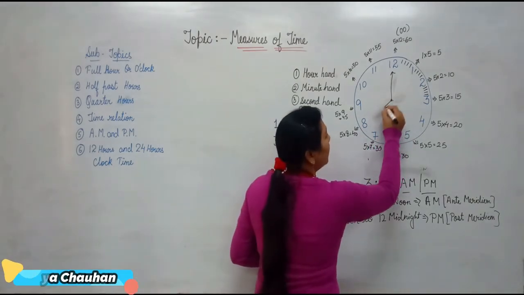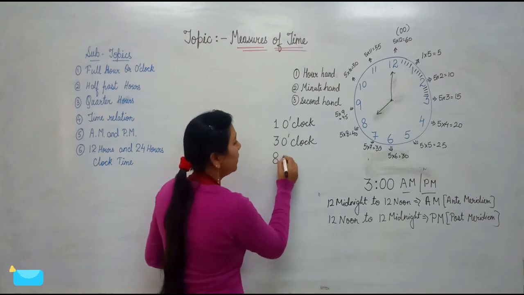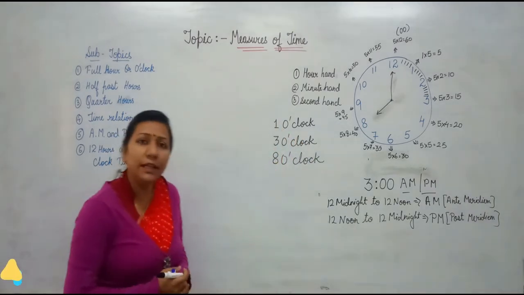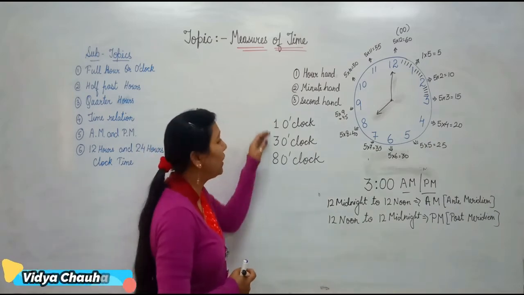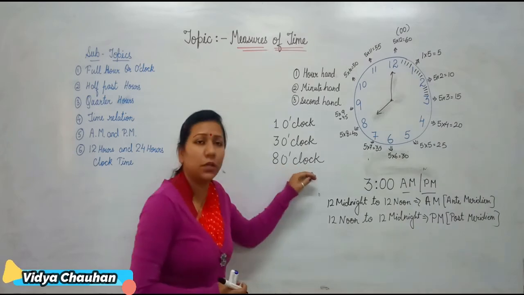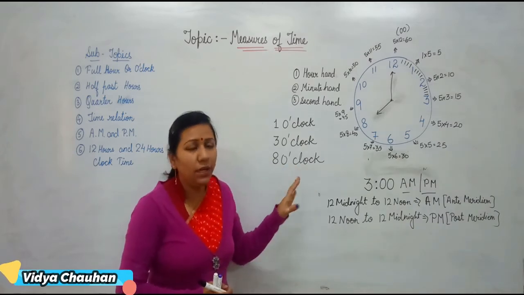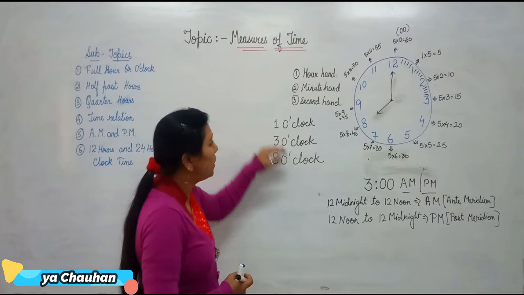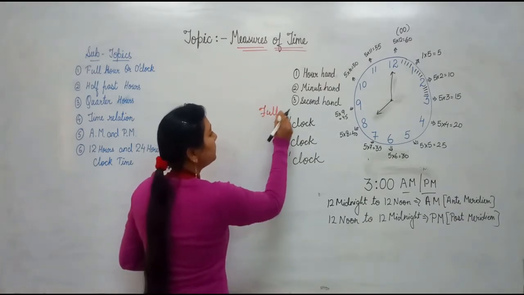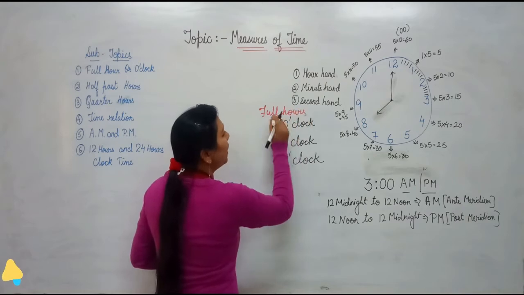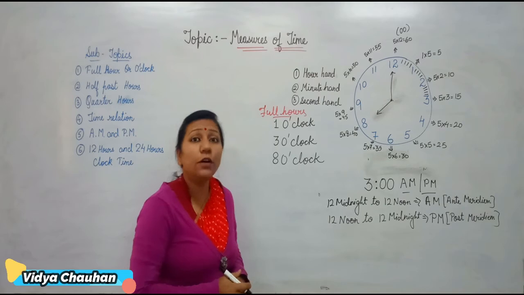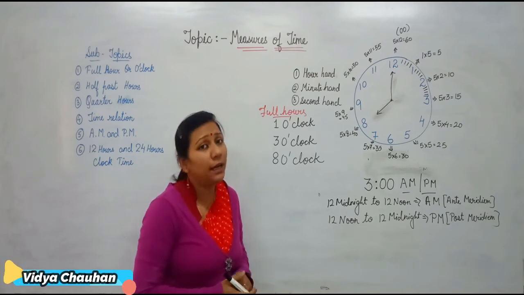If your hour hand is at 8, then it will become 8 o'clock. Now here when we are writing o'clock, we are not mentioning whether it is AM or PM. It is just time, 8 o'clock. Whether it is morning or evening, we have not mentioned that. This is your time in full hours. When your time is in full hours, then we write it as 1 o'clock, 2 o'clock, 5 o'clock, 7 o'clock, 8 o'clock, 10 o'clock, 12 o'clock, like that.